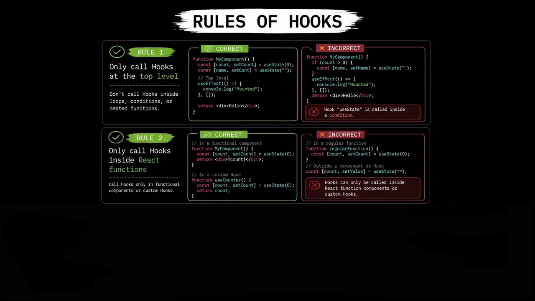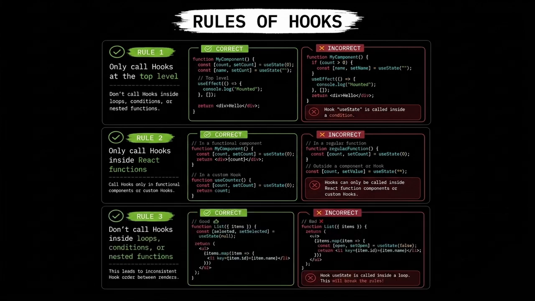Rule 2. Only call hooks inside React functions. You can only call hooks from within React functional components or inside custom hooks you build yourself. Do not attempt to use them in standard vanilla JavaScript functions. Rule 3. Do not call hooks inside loops. Putting a hook inside an iterative loop, like a .map statement, breaks React's render order indexing completely. If you need item-specific tracking states, move that code out into its own dedicated child component.